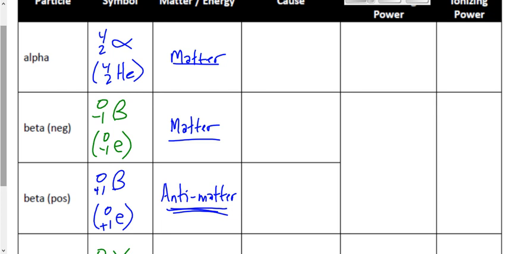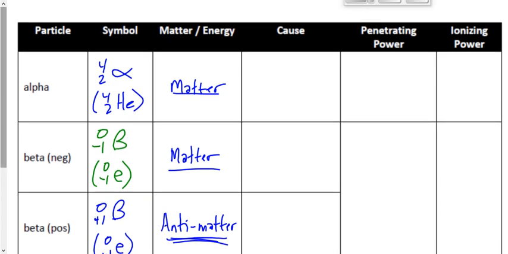Now, let's spend a couple minutes reviewing what caused the alpha decay, this alpha particle, this helium nucleus to break off, and the beta particle, and so on. Remember, the alpha decay occurred as a result of having too many protons. You have big nuclei with big atomic numbers, and you have too many protons relative to the number of neutrons.